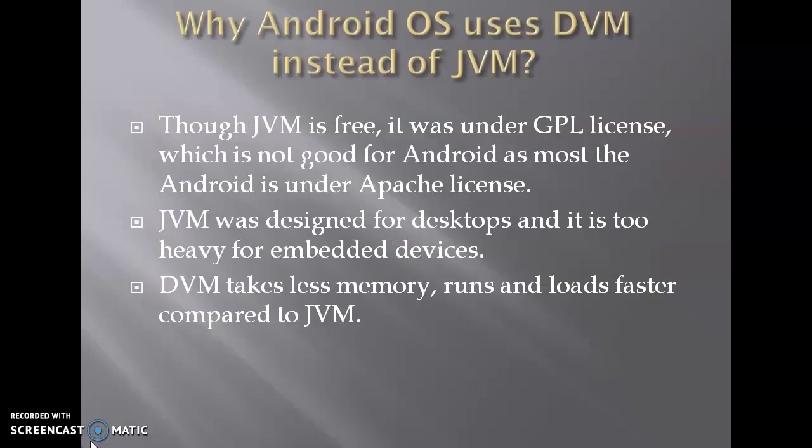So why does Android use DVM instead of JVM? Though JVM is free, it was under the GPL license, which is not good for Android, as most of Android runs under the Apache license, and JVM was designed for desktops and it is too heavy for embedded devices. But DVM takes less memory, runs and loads faster compared to JVM. That is why Android uses DVM instead of JVM. This is all about the difference between JVM and DVM.